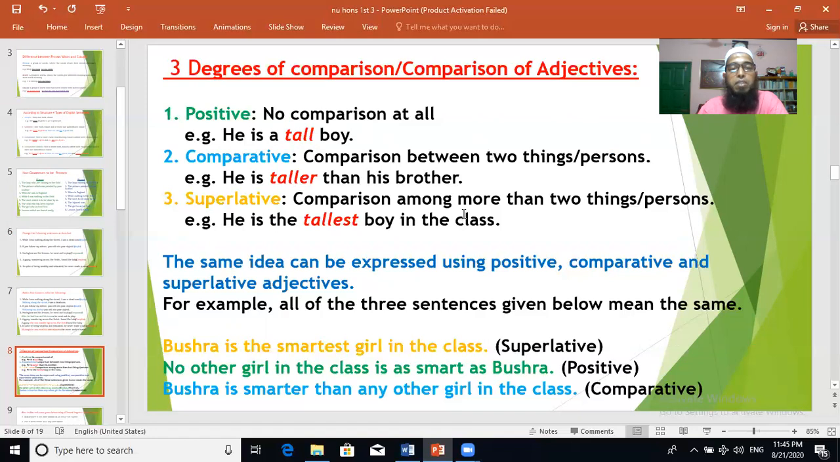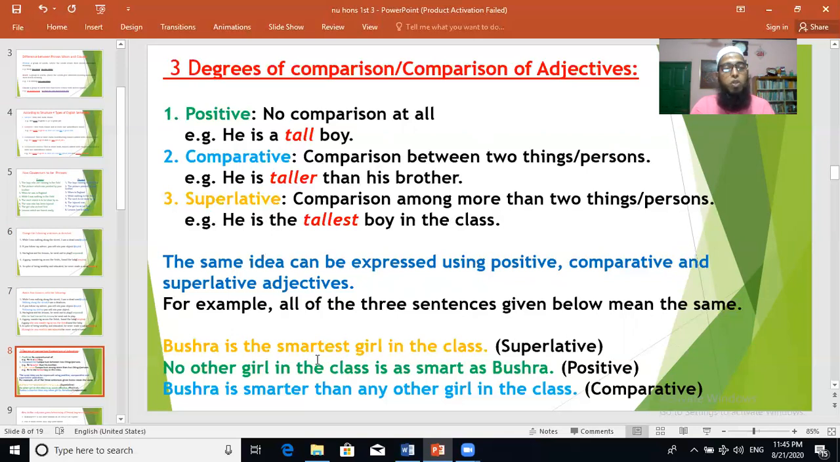Superlative degree is comparison among more than 2 things or persons. So superlative degree is when we compare among more than 2 things or persons. Example: he is the tallest boy in the class. The tallest is superlative degree, and you know, it takes the article 'the' before it. So the same idea can be expressed using positive, comparative, and superlative adjectives. For example, all of the 3 sentences given below mean the same.